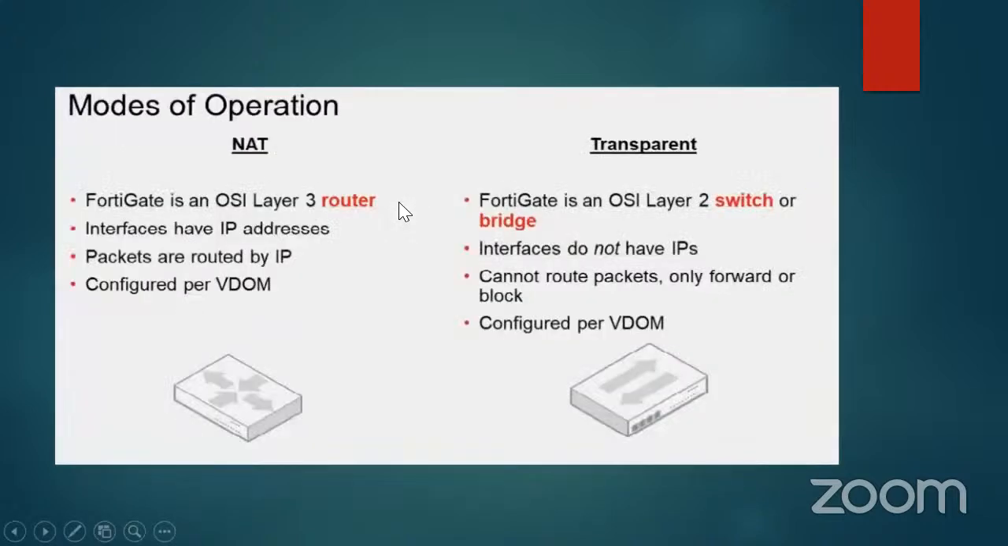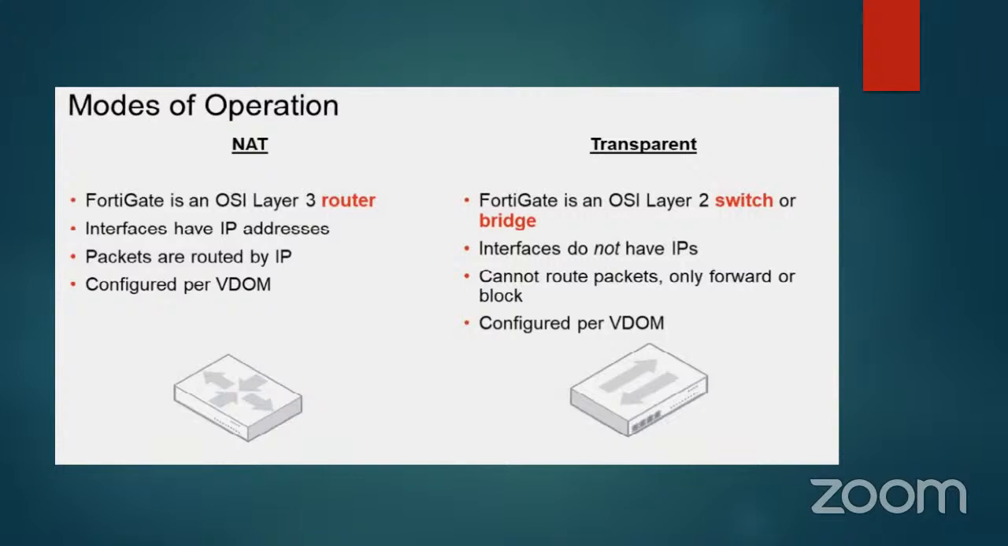Okay, now modes of operation. So modes of operation will have NAT and transparent mode. Two types of modes are there. One is the NAT mode, one is the transparent mode. FortiGate is an OSI layer 3 router, and FortiGate is an OSI layer 2 switch or bridge, like I said. It can behave like a layer 2 as well. It can behave as layer 3 as well. So these are basically the two basic modes that are available in FortiGate. That is transparent and NAT mode.